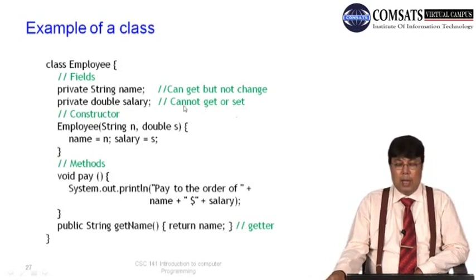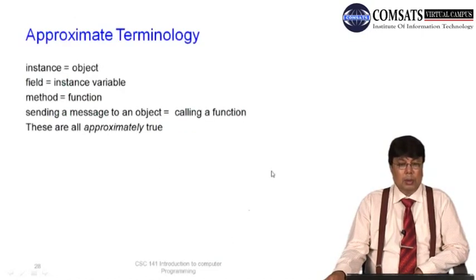Similarly, there is a term that cannot get or set. This is double salary, can get but not change. Okay, so these are the characteristics that we have defined with the help of the comments, but I will come back to this getter and setter later on with some other examples.